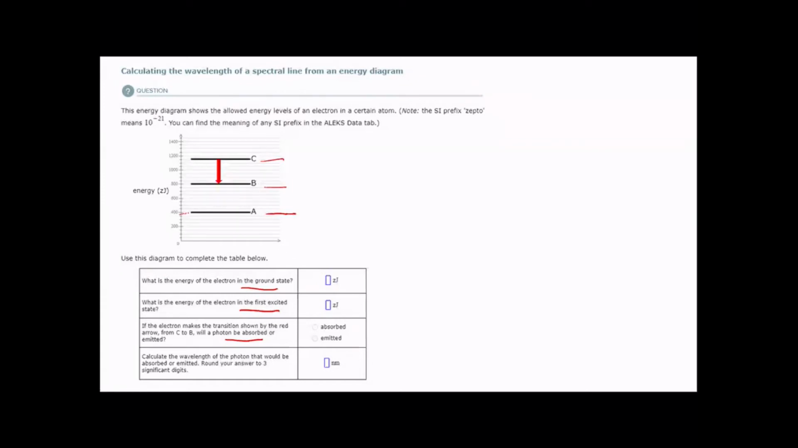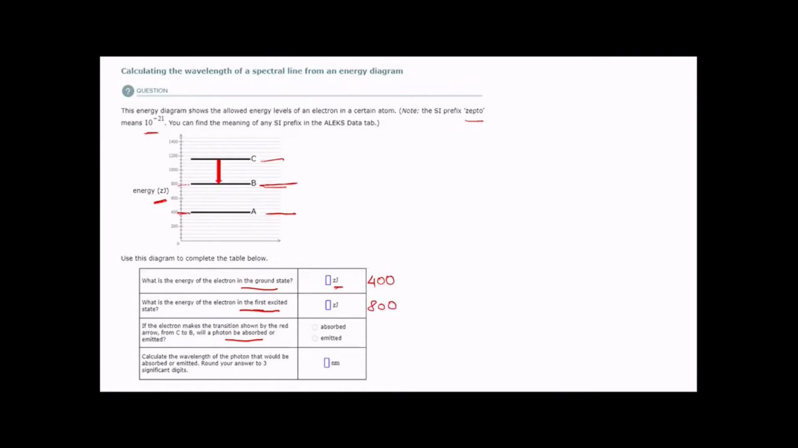And the unit of the energy here is zeptojoule, and the question tells you that a zepto means 10 to the power of negative 21. Well, the unit is already in place in the table, so all we have to do is write the energy of the electron in the ground state, which, as we determined from the diagram, is 400 zeptojoule. We're asked then to find the energy of the electron in the first excited state. The first excited state is level B, and level B corresponds to 800 zeptojoule in the diagram.